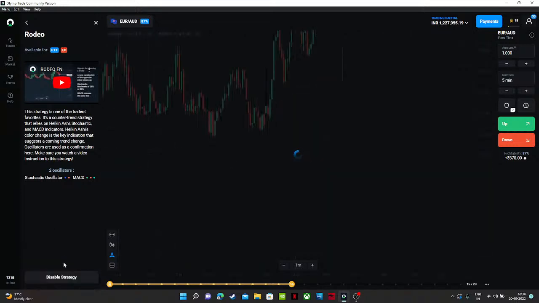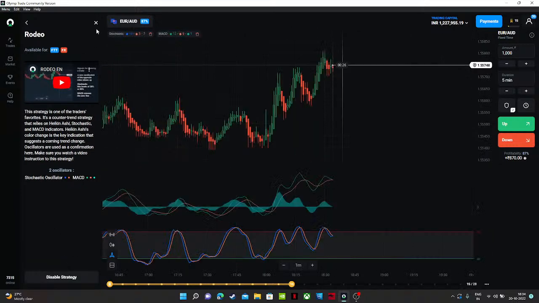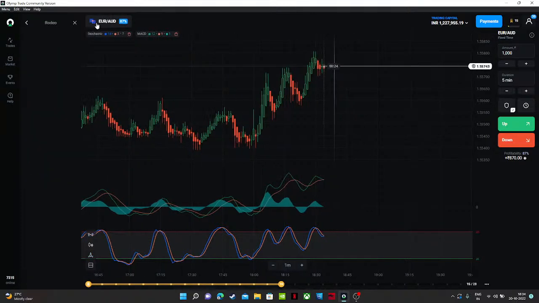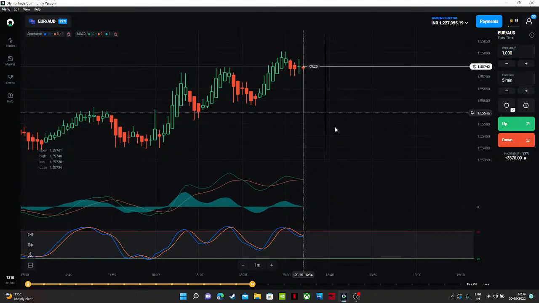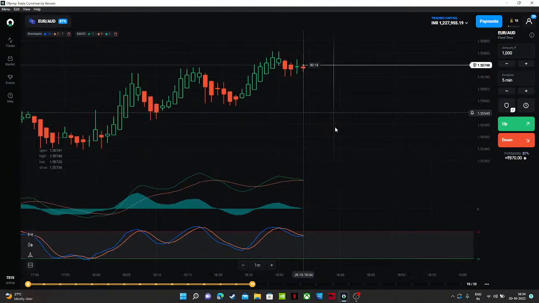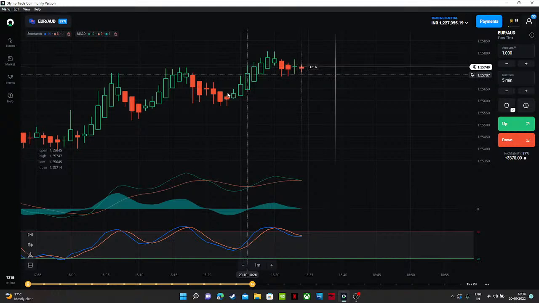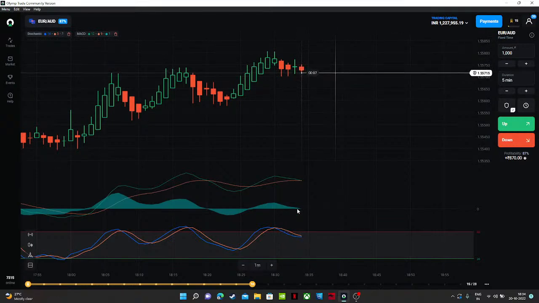So now we will enable the strategy. As soon as I enable the strategy, you can see that the chart has changed into Heikin-Ashi candles. Here also we can see that the candle has changed its color. Previously green candles were appearing. Now there is a red candle on the chart, and the stochastic is also indicating downside. MACD is also almost below the zero line.